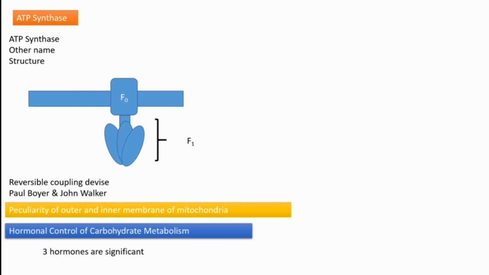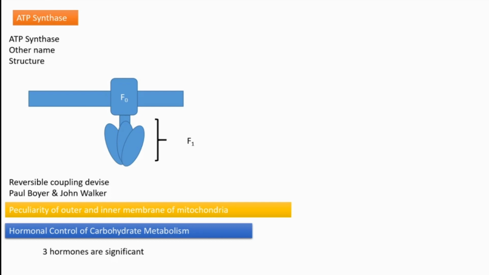Then we are going to see about the ATP synthase. ATP synthase is an enzyme. We know it synthesizes ATP using the energy from the backflow of hydrogen to the matrix. It is located spanning the inner mitochondrial membrane.